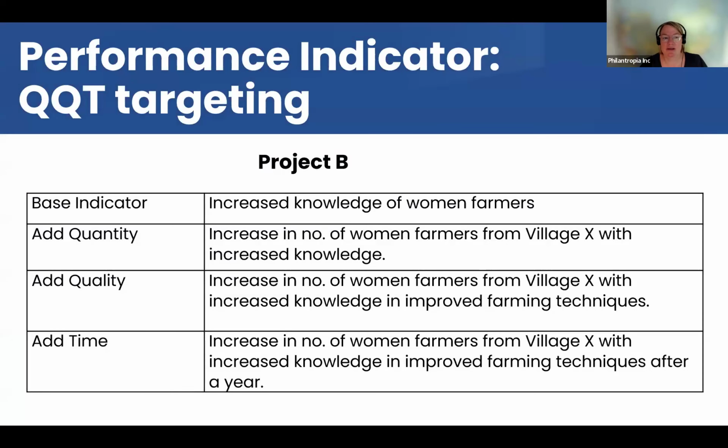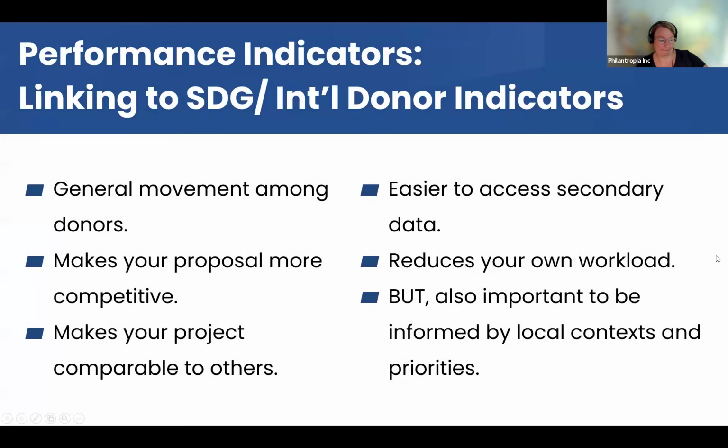For project B, another example, if the base indicator is the increased knowledge of women farmers, then the quantity would be the number of women. So you need a specific number. The quality is farming techniques. So this is what this is about. Not just knowledge in general, not just knowledge about farming in general, but farming techniques in specific. And then the time, after 1 year. So those are the 3 elements that need to be added to this base indicator to get an indicator that you can actually measure and that is going to be helpful in your log frame.